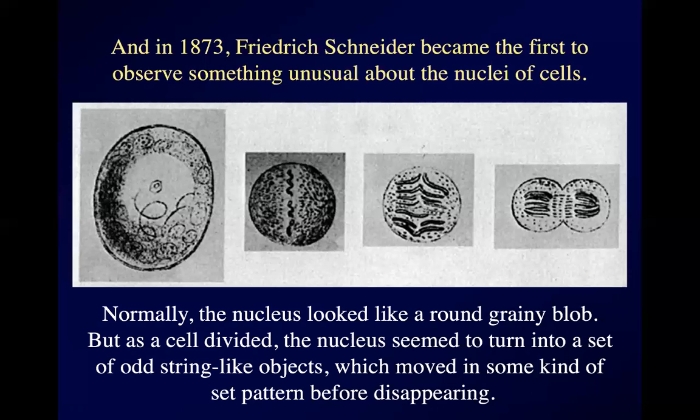But for the salamander to grow, the cells divided. And when a cell divided, the nucleus turned from a blob in the middle into a set of little stringy objects. And then the stringy objects move to the center and then pull apart. And then they fade and you get two blobby nuclei again. So that's kind of weird. What's going on here?